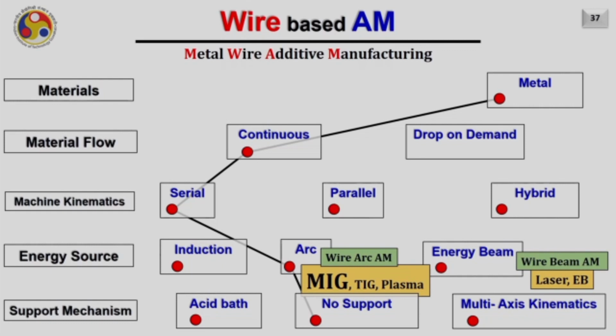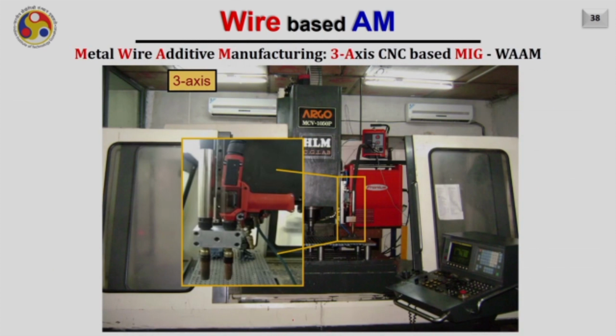So now let us see the different variants of WAAM. The first one is when we use the serial kinematics and no support is used. In that case, a simple 3-axis machine is sufficient. Here you can see a 3-axis CNC machine which is retrofitted with a welding gun, and on the same machine we can perform the machining operation as well as the deposition process. Also, not only one gun, you can mount multiple guns on the same machine to deposit two different materials subsequently and appropriately in the desired region.